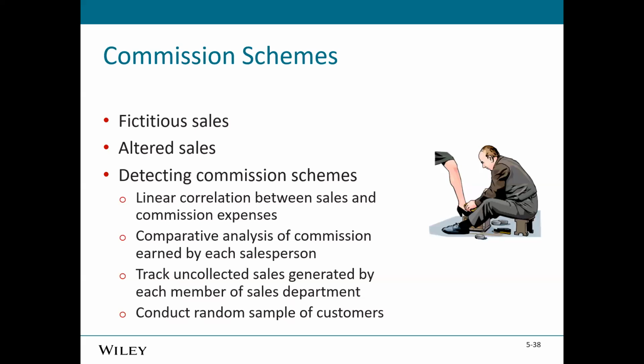We could look for returns. So maybe they have generated a whole bunch of sales and then they ultimately get returned. Looking at that information. Looking at uncollected sales. So if we have a bunch of false sales that are now sitting in accounts receivable and then they never get paid, that would be another indicator that we have some false sales in there.